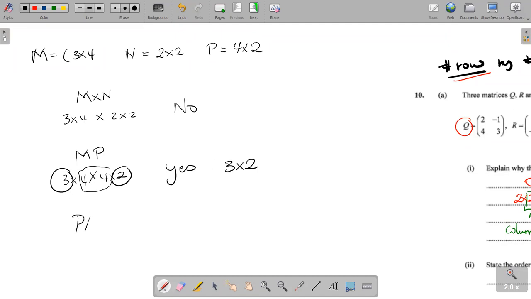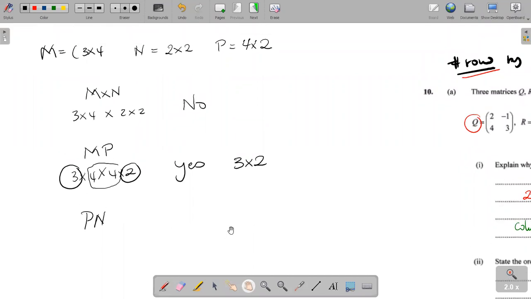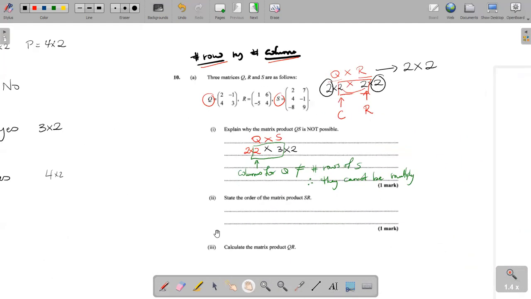What about PN? Can we multiply PN? P is a 4 by 2. N is a 2 by 2. So these two numbers match, so it's a yes. What's the order of the answer or the product? The answer is going to end up being a 4 by 2. Excellent. Guess what? That's it. That is literally it.